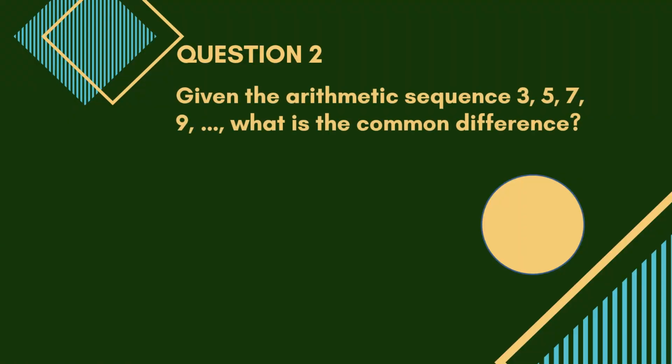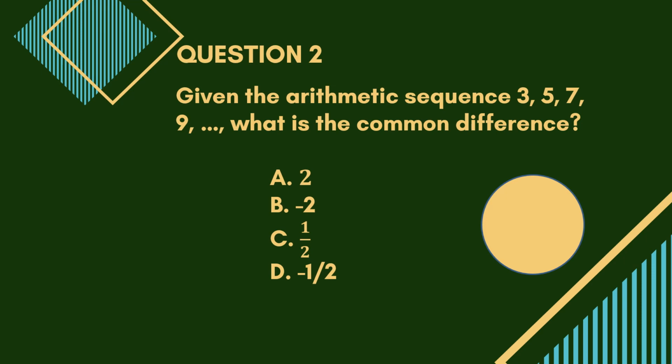Now let's proceed to question number 2. Given the arithmetic sequence 3, 5, 7, 9, and so on, what is the common difference? Letter A, 2. Letter B, -2. Letter C, 1/2. Or letter D, -1/2.